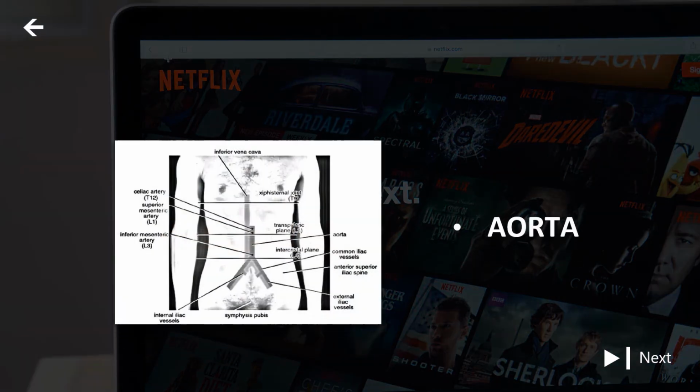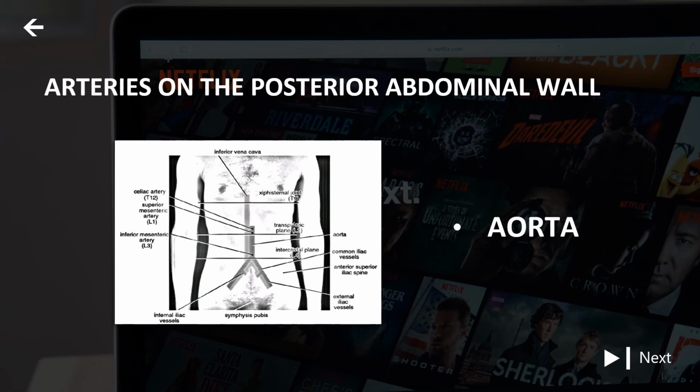The next would be the arteries on the posterior abdominal wall, and the first one would be the aorta. This artery is responsible for transporting oxygen-rich blood from your heart to the rest of your body. The aorta begins at the left ventricle of the heart, extending upward into the chest to form an arc.